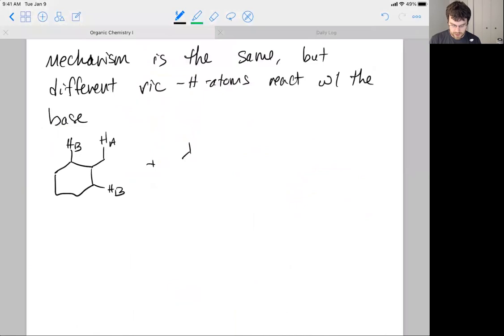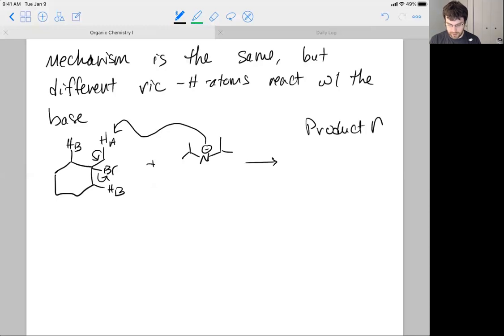So if we had potassium tert-butoxide before, let's pick lithium diisopropylamide this time. And so in this case, the negative charge is going to grab HA, oh, need my bromine, push the electrons down to make the carbon-carbon double bond, and then push the bromine off. And that's going to give what I'm going to label as product A. That way we can correspond this to our vicinal hydrogen that we remove.